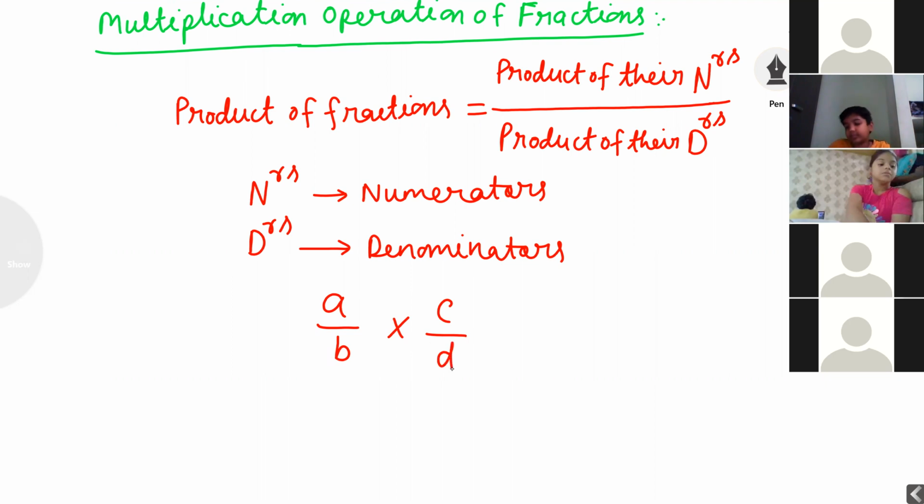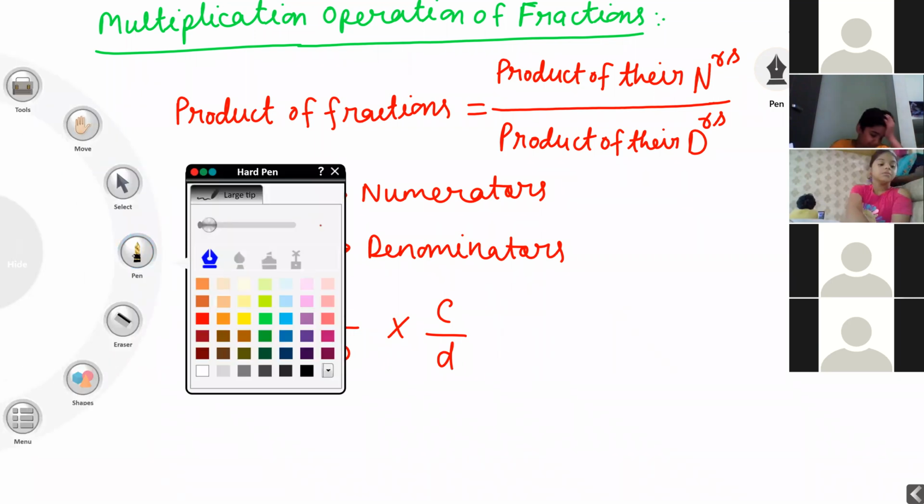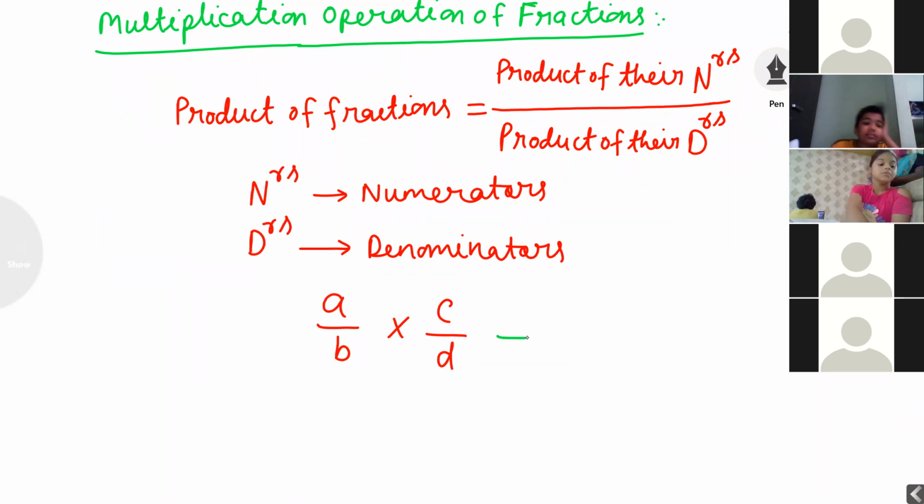Now I want to simplify these two fractions. How to solve this? Just now I have given the concept: product of fractions is equal to product of numerators divided by product of their denominators. Here the first numerator is a, second numerator is c: a into c divided by b into d. Whatever numerators they have given, I multiply a into c, divided by b into d.